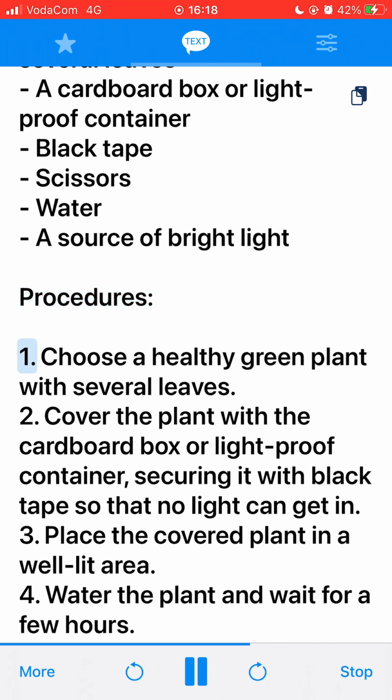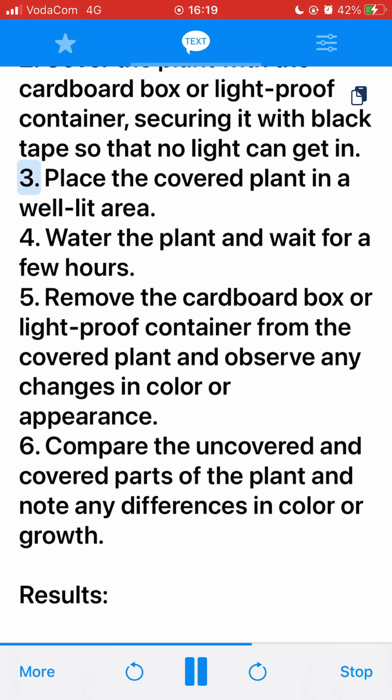Procedures. 1. Choose a healthy green plant with several leaves. 2. Cover the plant with the cardboard box or light-proof container, securing it with black tape so that no light can get in. 3. Place the covered plant in a well-lit area. 4. Water the plant and wait for a few hours. 5. Remove the cardboard box or light-proof container from the covered plant and observe any changes in color or appearance. 6. Compare the uncovered and covered parts of the plant and note any differences in color or growth.